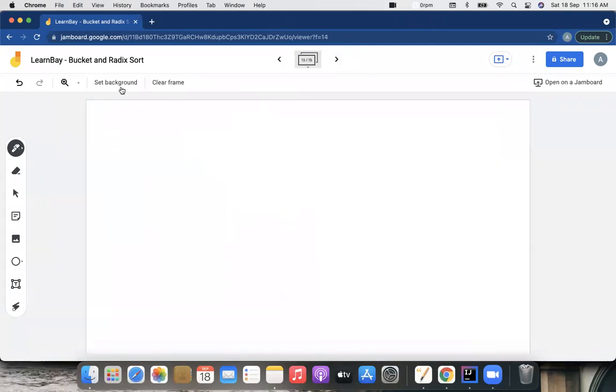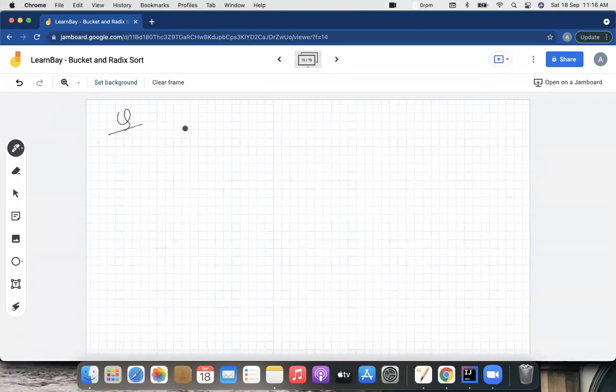Now, let me give one example, which I wanted to give the last time. One example where you will not use bucket sort. So let's say the same question. You want to sort 1 million integers.